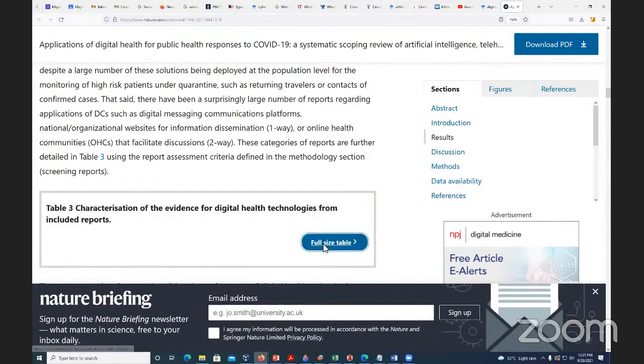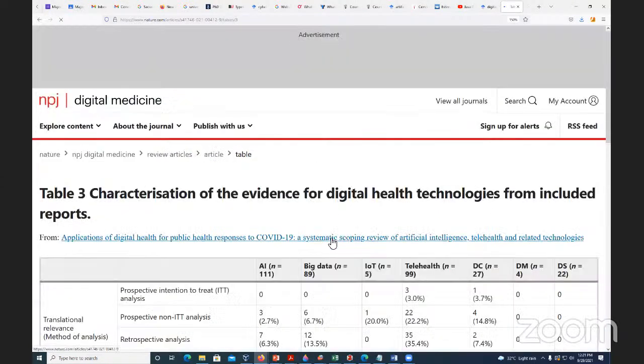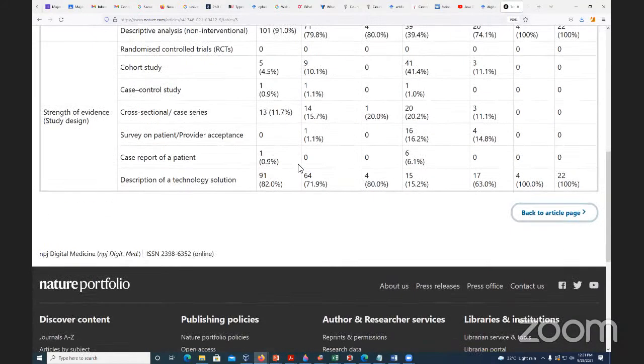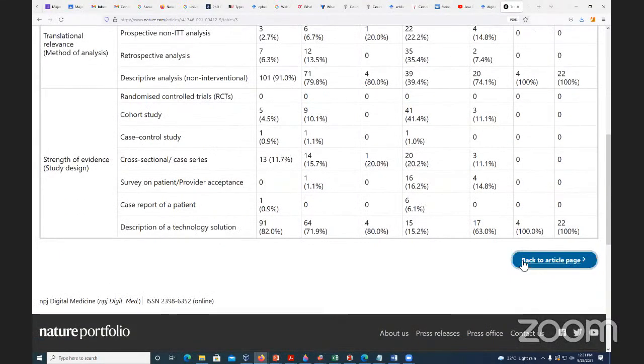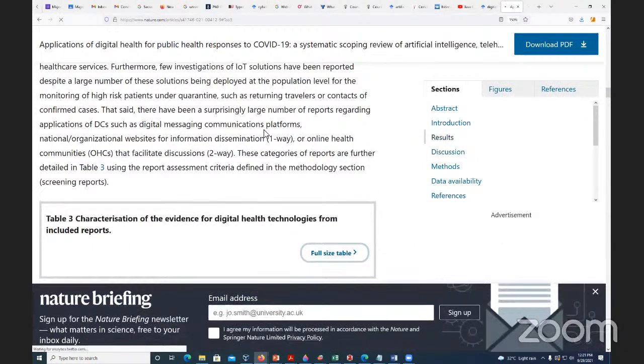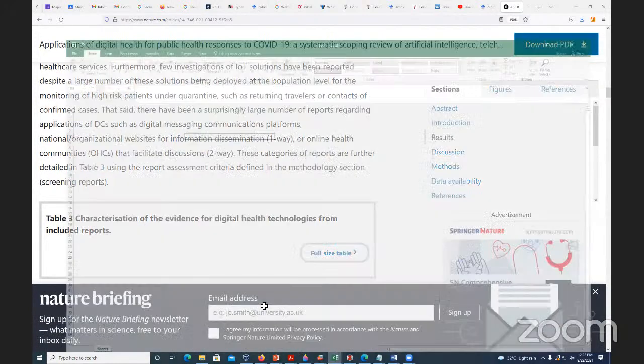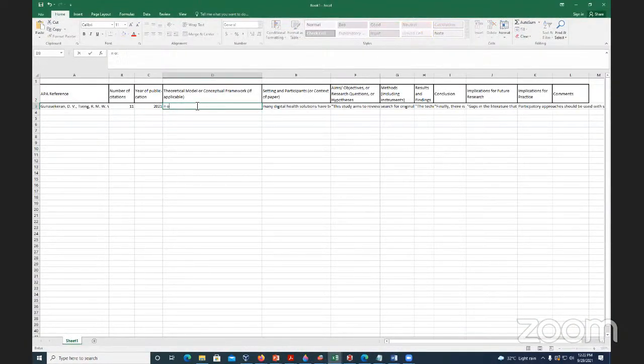We could open these things and look. But this is just giving us the exact papers. These are all the different papers: AI, data, IoT, telehealth, digital communication, whatever DM stands for. And DS. Each of these had a meaning, and I'm sure there's a key somewhere. I don't see the key. Back to the article page. I don't see anything in this paper, so I'm going to say this is not applicable.